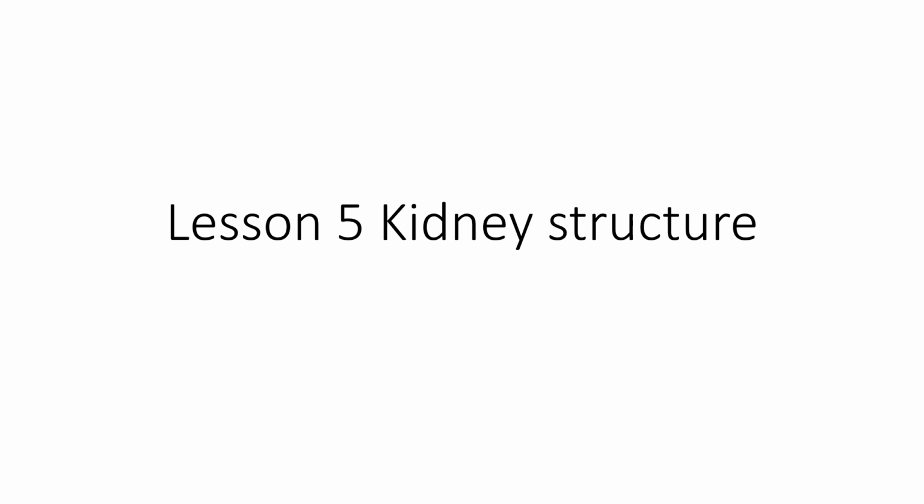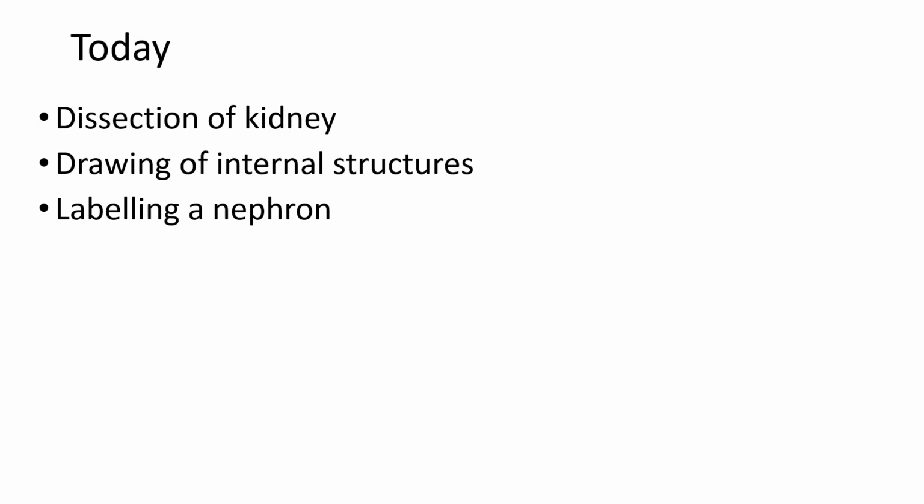Welcome to lesson 5. We are moving on today to have a look at kidney structure. So we're going to have a look at a dissected kidney, or at least a picture of one. We're going to have a look at the internal structures, and then we're going to have a look at a nephron, which is the filtering unit. A nephron is one filtering unit, and you have approximately 1 million to 1.5 million in each kidney.